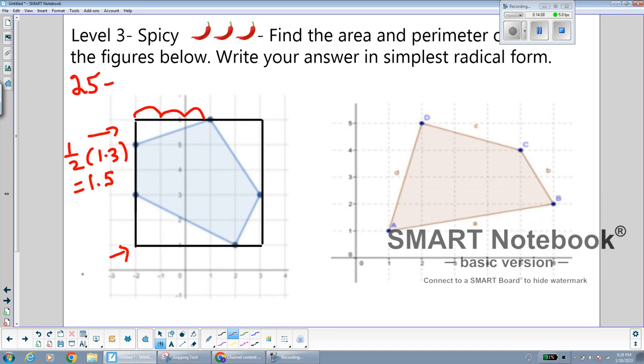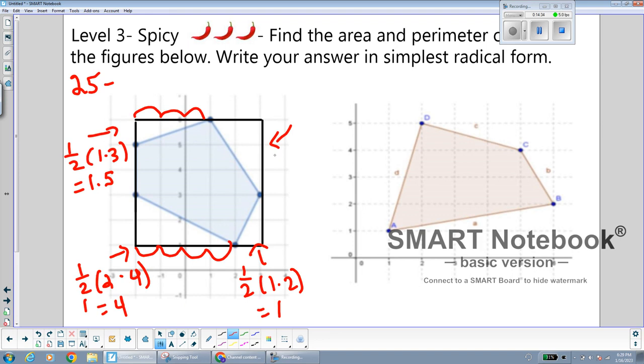Okay, this triangle over here, that's half of 1, 2 is the height. The base is 1, 2, 3, 4. So half of 8 is 4. This triangle over here is half of 1 times 2. So that's half of 2, and half of 2 is just 1. And finally, this last right triangle over here, that is half of 2 times 3. 1, 2, 3. So that's half of 6, which is just 3. So altogether we have 3, 4, 8, 9.5.